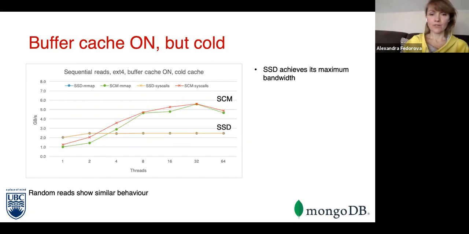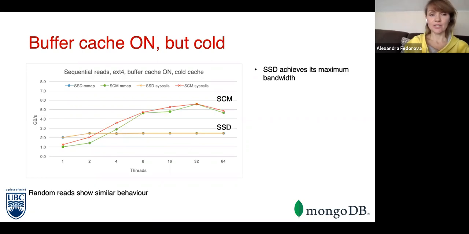So for each device here, there are 2 curves. One is using system calls and the other one is using mmap, but it makes no difference here which method you use because we're bound by the device throughput. So SSD achieves its maximum bandwidth here, 2.5 gigabytes per second.